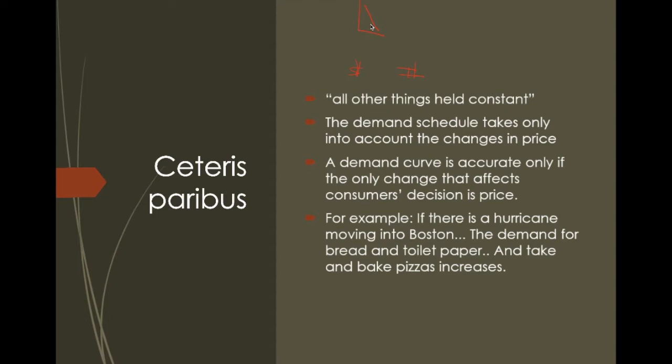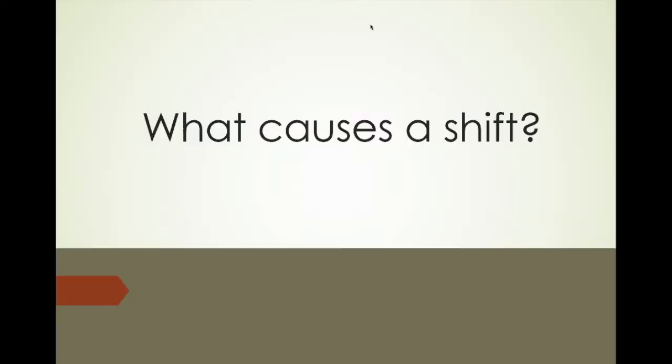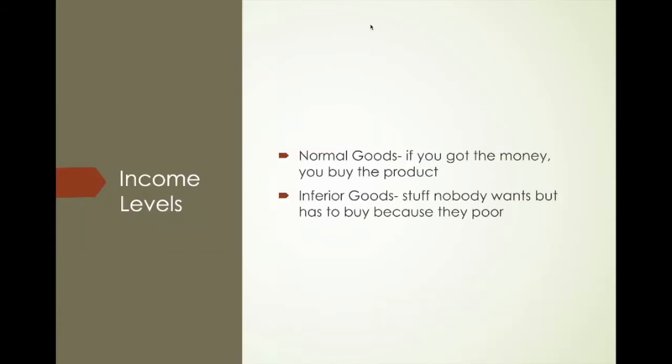There's always something that's going to impact the demand, so it causes the curve to shift. And that is what we're going to talk about: the things that cause the curve to shift. First, you have the income levels we talked about in the last video, where when things cost a lot more, there's basically a separation of goods that are reacted to differently.